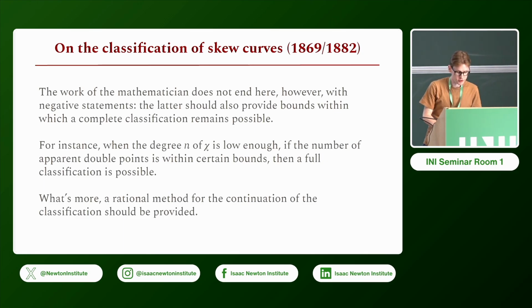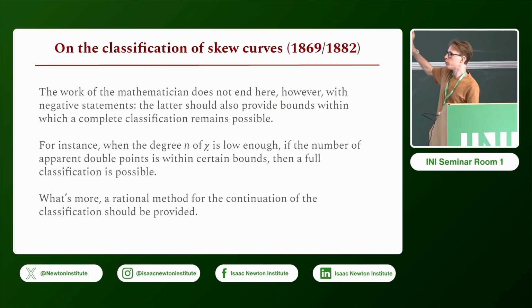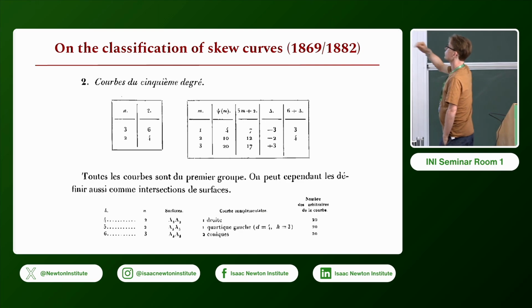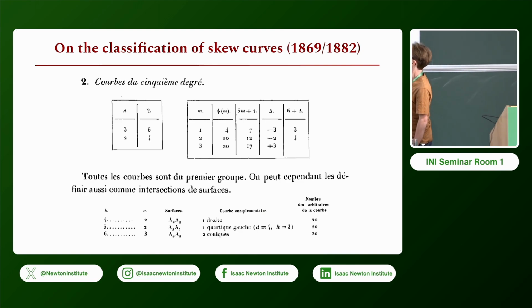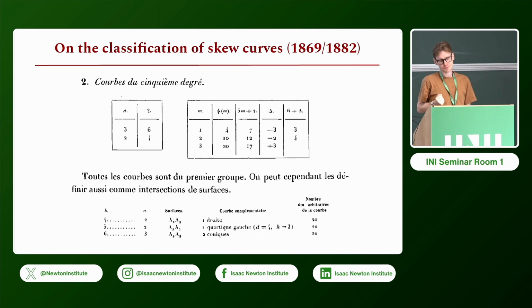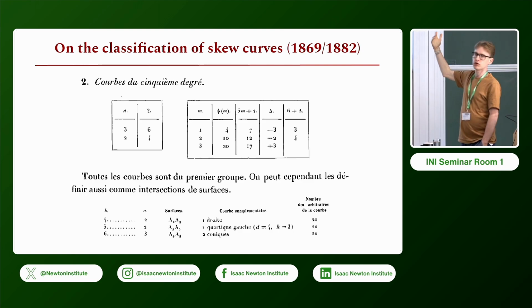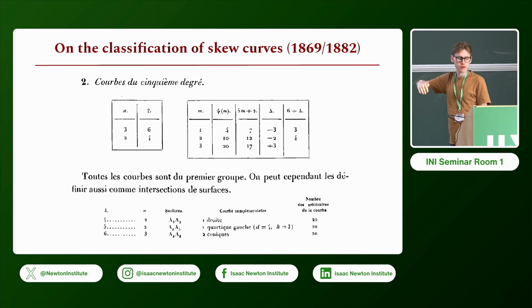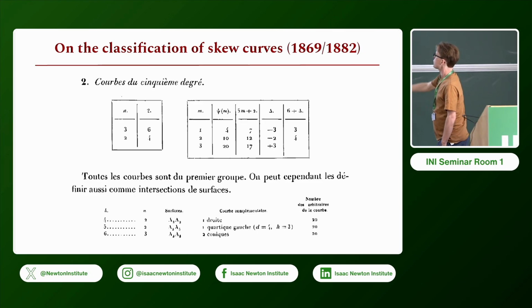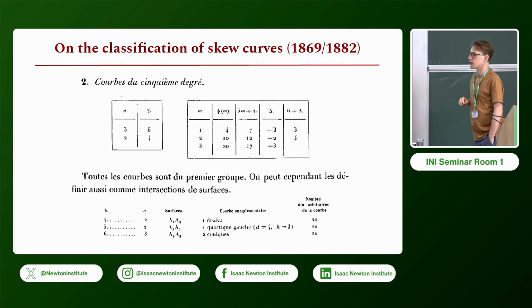So this is a very long memoir, about 200 pages, and this is what about half of it looks like. You have those tables. So here, for instance, courbe du 5e degré. So this is the first case in which, for curve of the 5th degree, when this number n is equal to 2, which is the only possibility for which it's low enough, then you have a full classification, which he is able to spell out here.